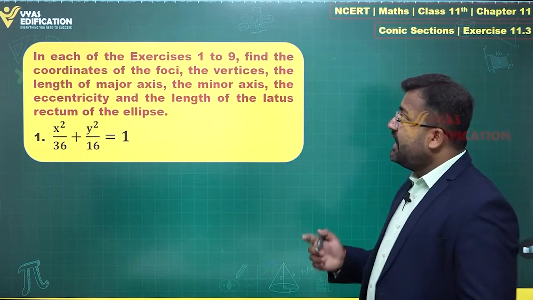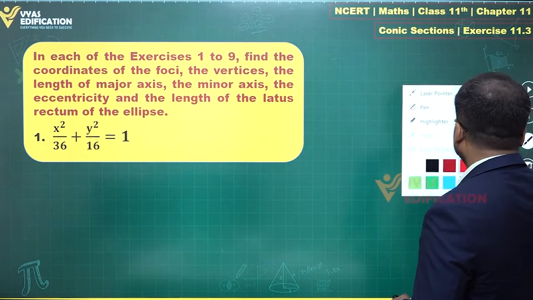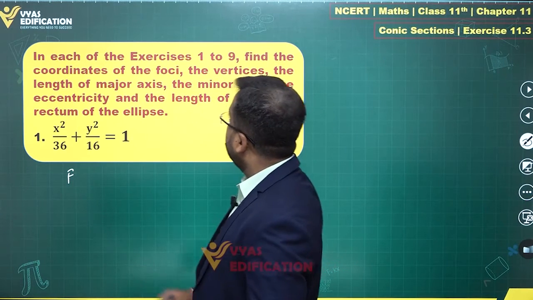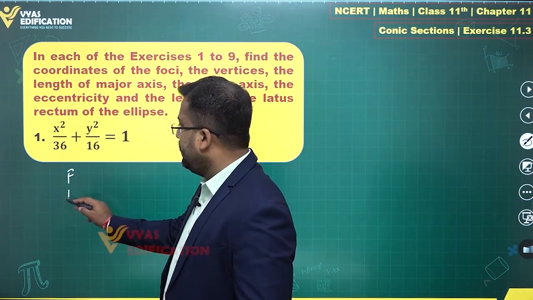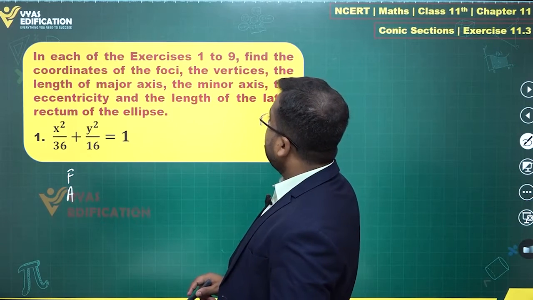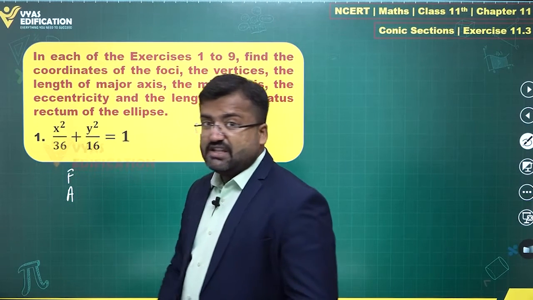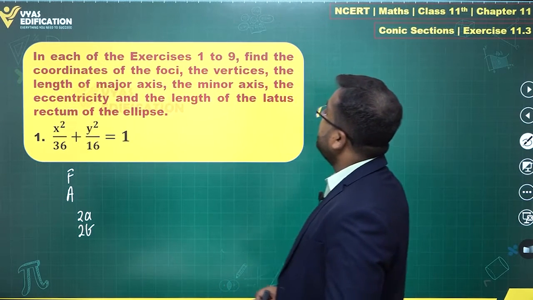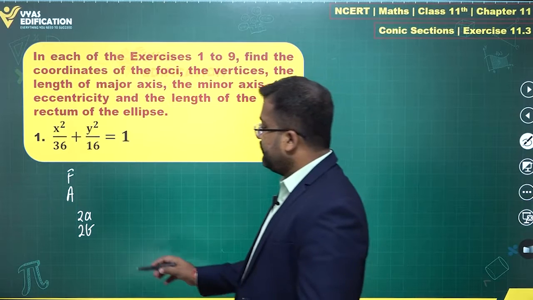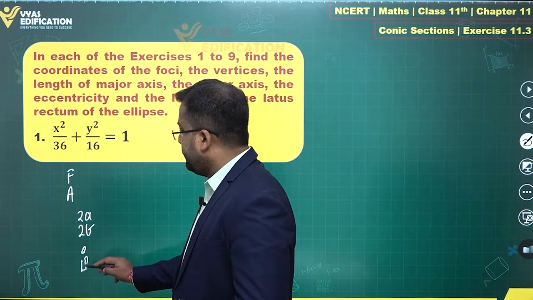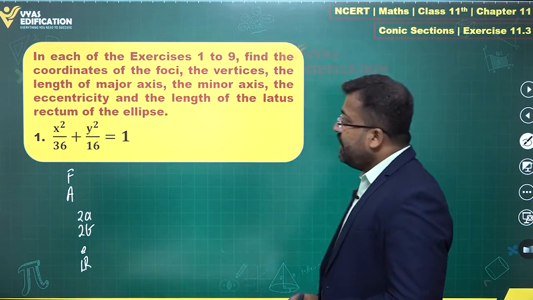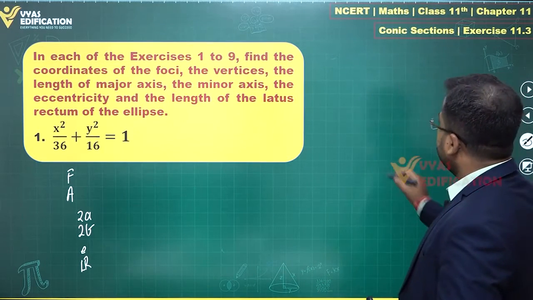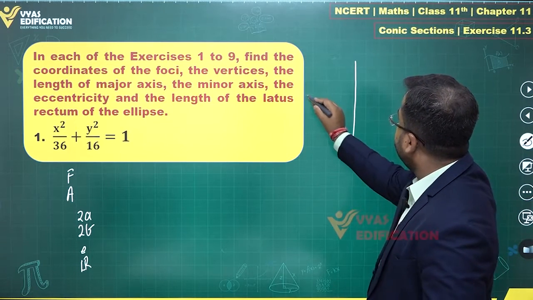The question says, in each of the exercises 1 to 9, find the coordinates of the foci, the vertices, the length of major axis, minor axis, eccentricity and the length of latus rectum. Foci are important, vertices are important, and major and minor axis, 2a and 2b, are important. Eccentricity is also important, and the length of latus rectum. All of these things are required. Now, we have two standard forms of the ellipse. Let me deal with both of those forms over here.